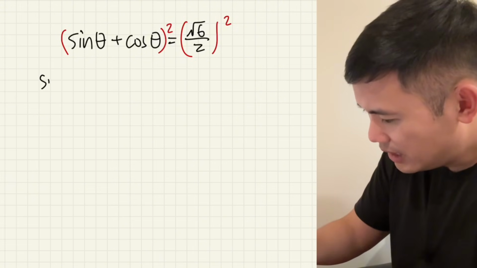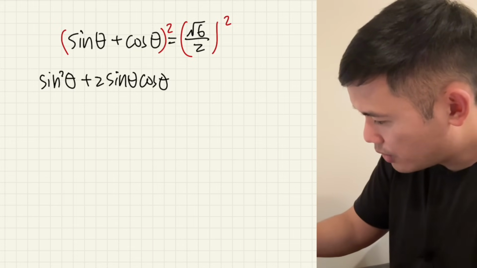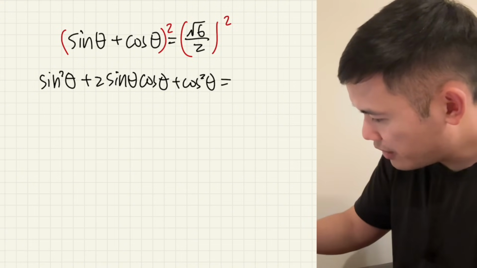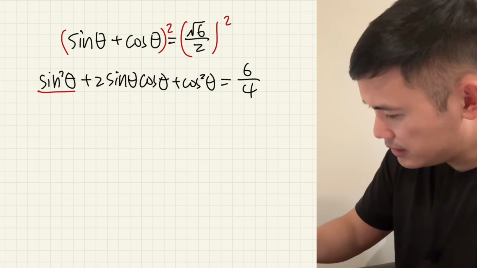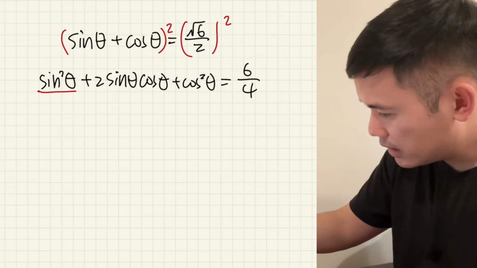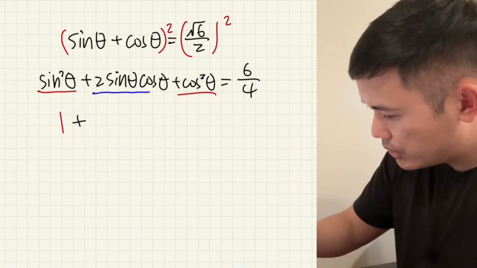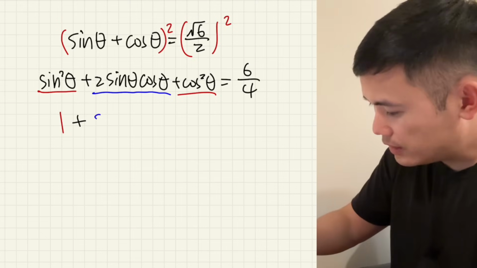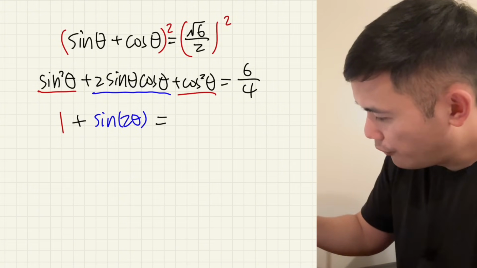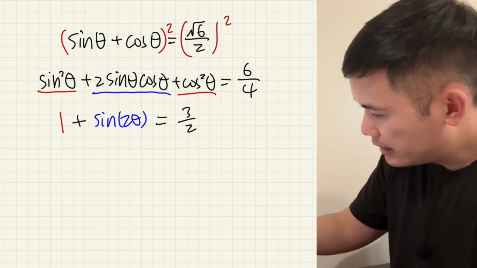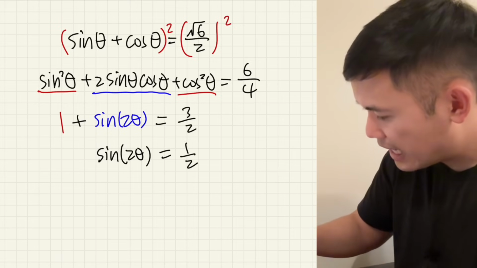But anyways, this right here, expand the left hand side: sine square theta plus 2 sine theta cosine theta plus cosine square theta, and that's equal to 6 over 4, right? And notice this and that is equal to 1. And then we add 2 sine theta cosine theta is equal to sine of 2 theta, right? The double angle identity. And 6 over 4 is equal to 3 over 2. And then subtract 1 from both sides.